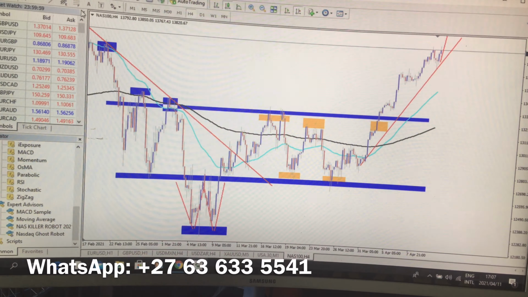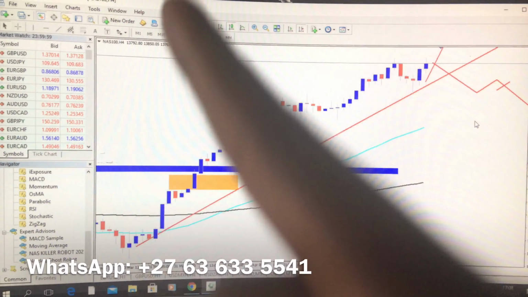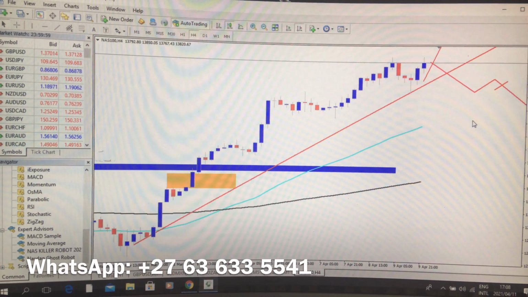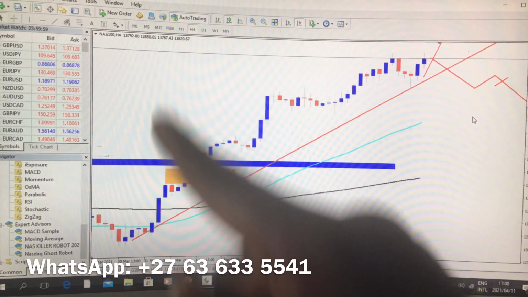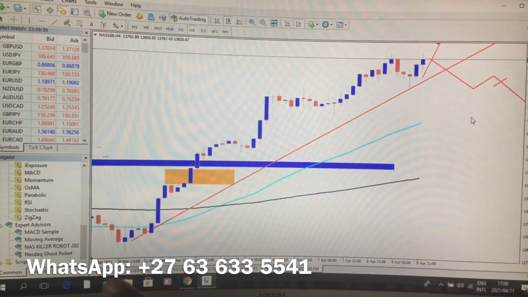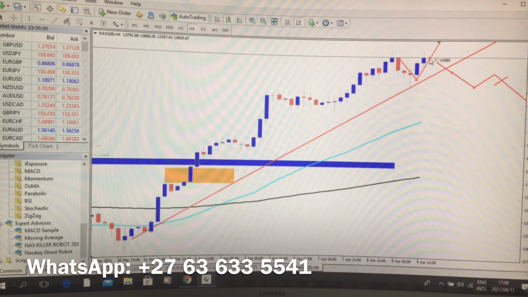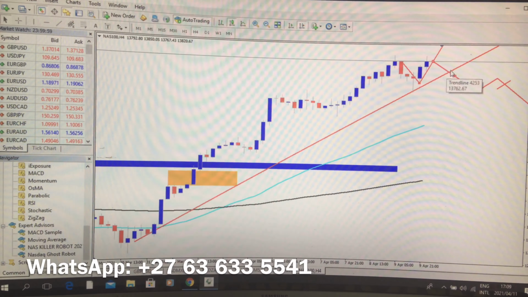You just follow the what? You follow the market direction from your own trend line. And also, here are the most important parts: 4-hour time frame all the time, trend line all the time, wait for a break or a retest. So this is a break and this is a retest. This is a retest and this is a break.